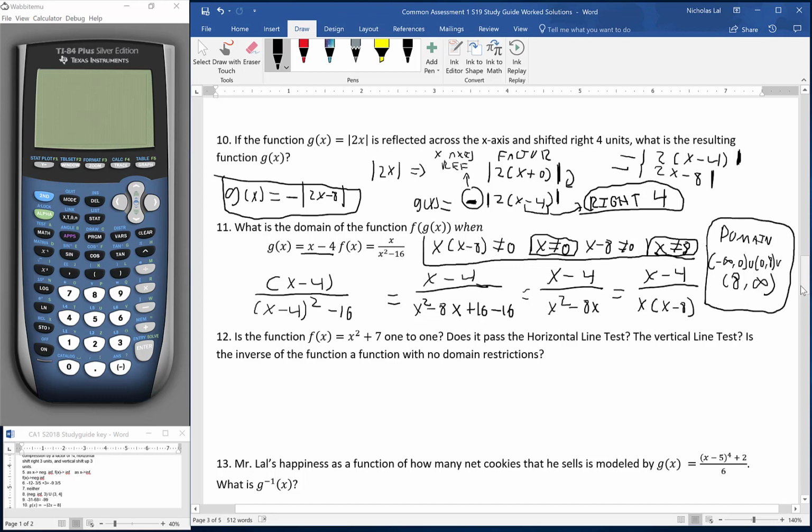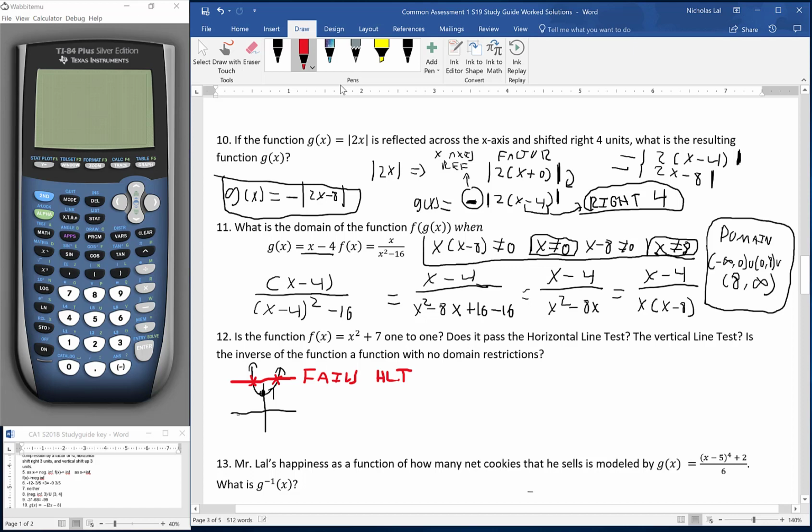All right, 12. The function f of x is equal to x squared plus 7. Is the function f of x equal to x squared plus 7 one to one? So this is a quadratic function. Is the function one to one? Well, how do we test if the function is one to one? A function is one to one if it passes the horizontal line test. Does the function pass the horizontal line test? No, it does not. It fails the horizontal line test.